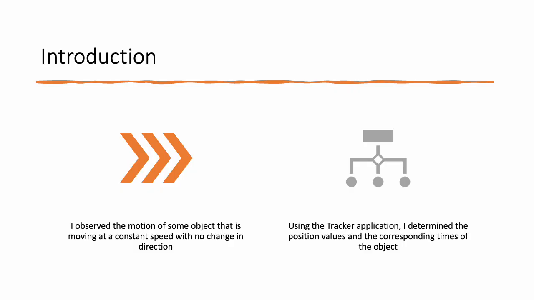As an introduction, the purpose of this lab was to observe the motion of some object that is moving at a constant speed with no change in direction. I used the Tracker application to take a video and turn it into actual values that I could put on a chart.